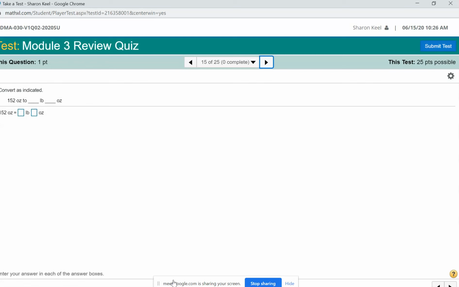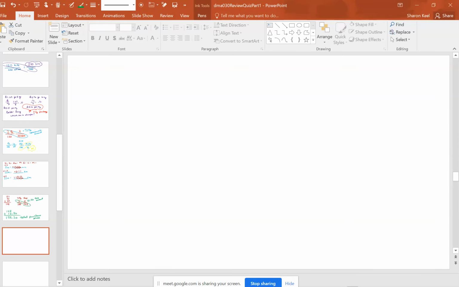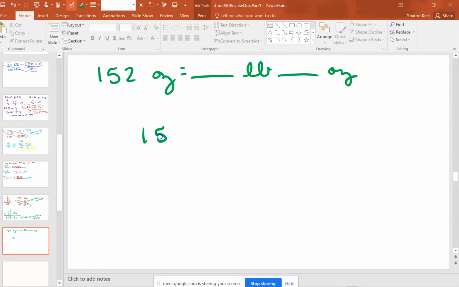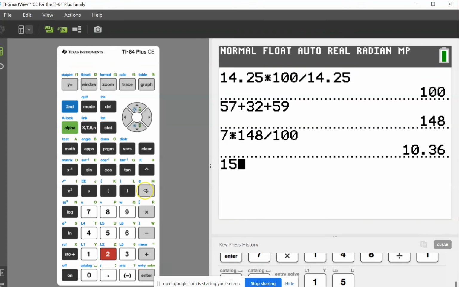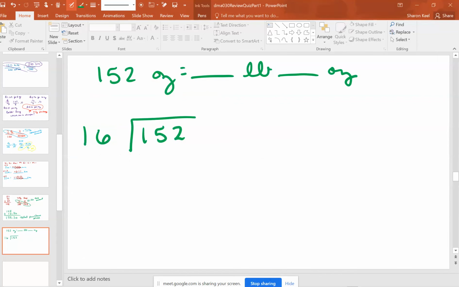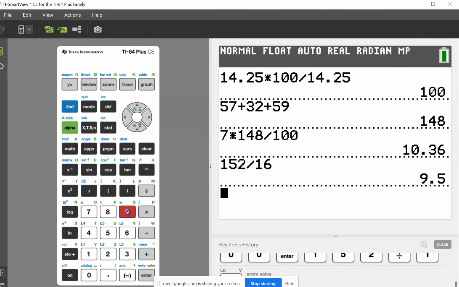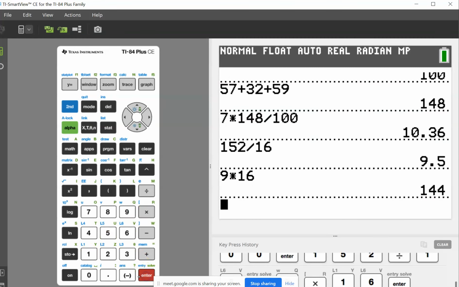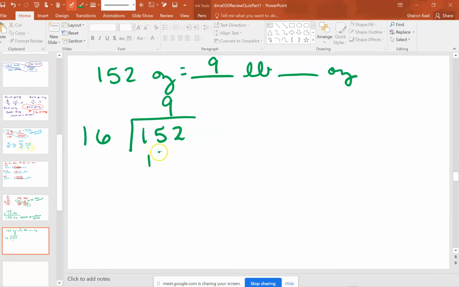Convert 152 ounces to pounds and ounces. Now there are 16 ounces in a pound. So we're going to do long division and divide by 16. So 152 divided by 16 gives us a whole number of 9. So the 9 is going to be our pounds. We're then going to do 9 times 16, and that gives us 144.